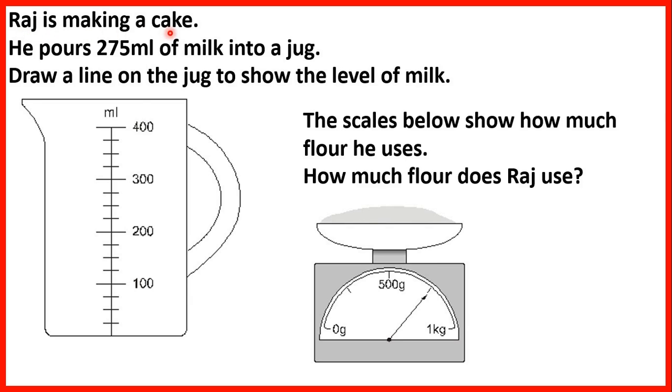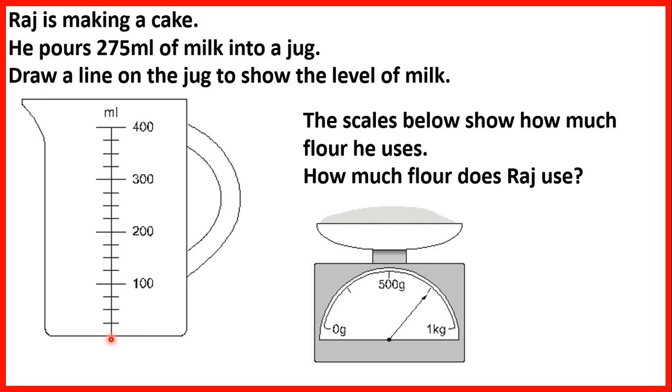Raj is making a cake. He pours 275 millilitres of milk into a jug. Draw a line on the jug to show the level of milk. So we need to know what each line on this scale represents.